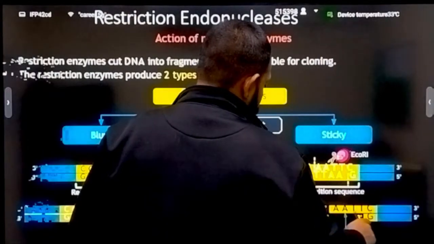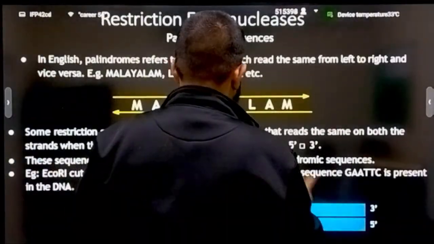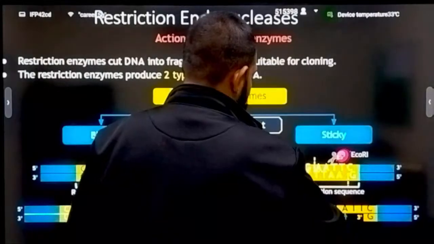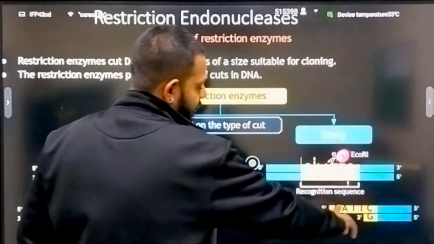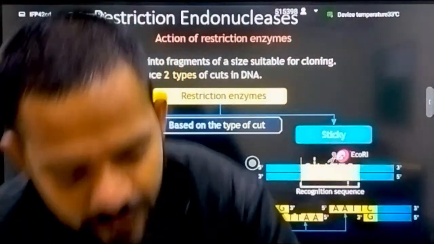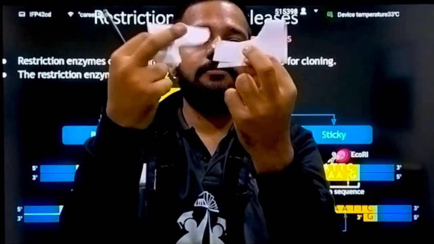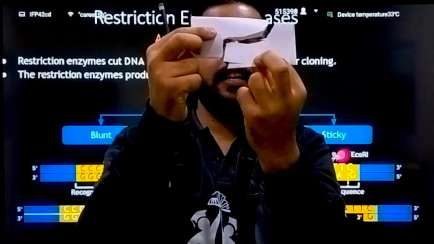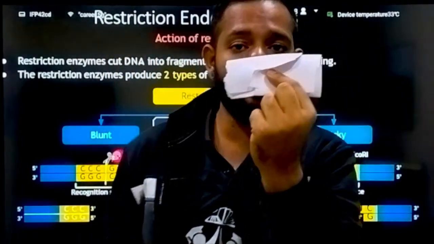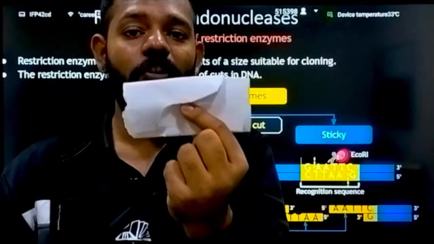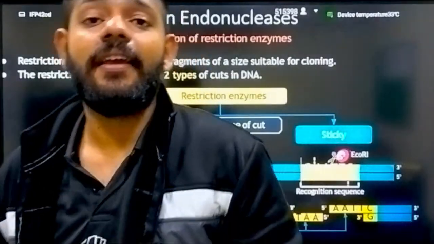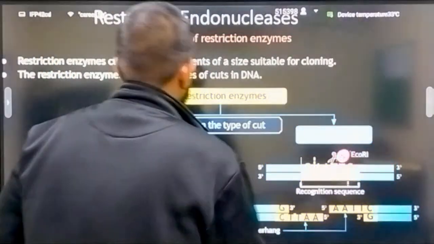In the same manner, it creates a sticky end. This is the overhang, this one and this one. Both of these are overhangs, and they get attached to each other. Again the hydrogen bonds will form here, and the phosphodiester bond will form again.